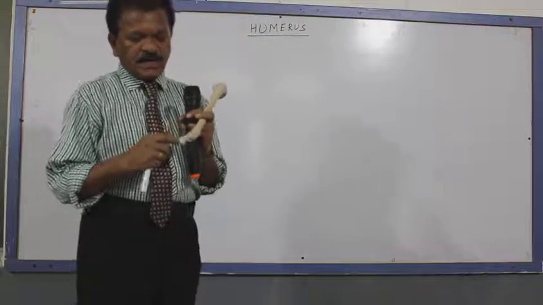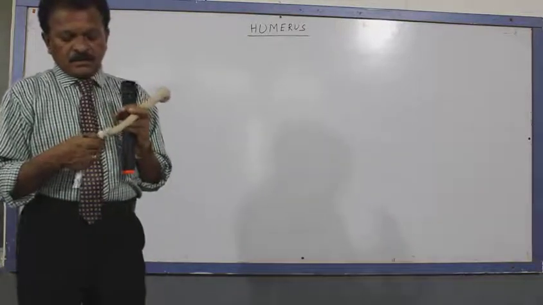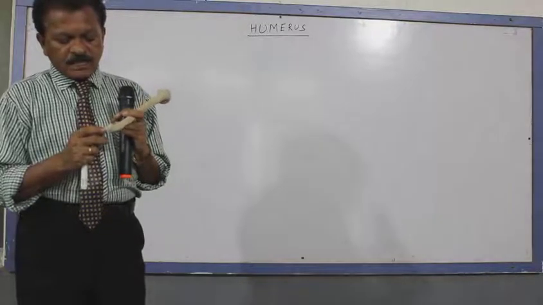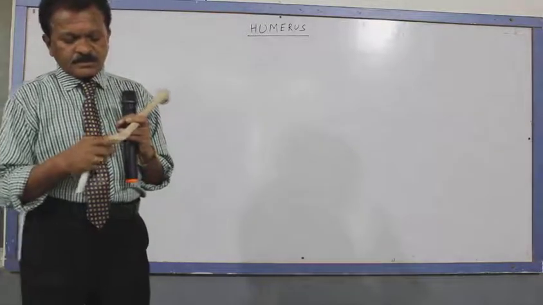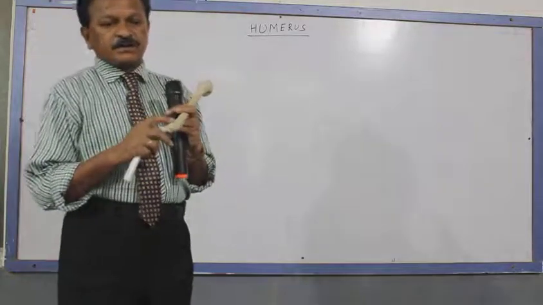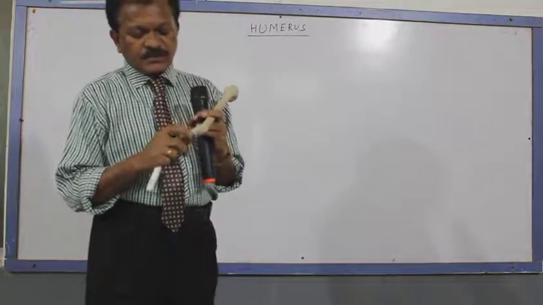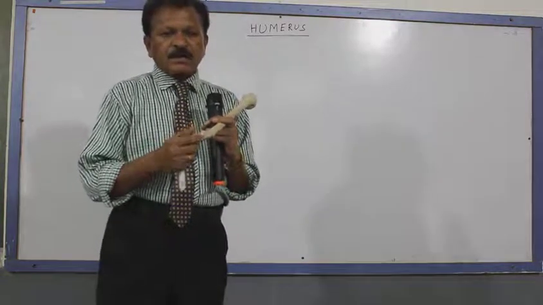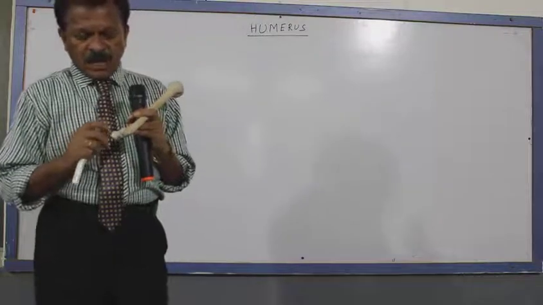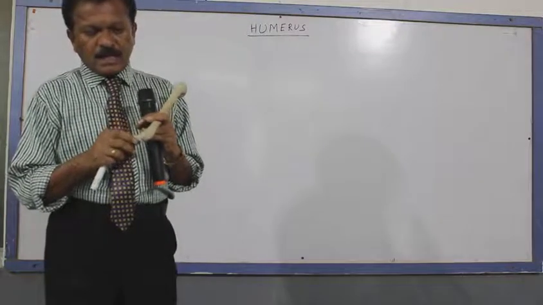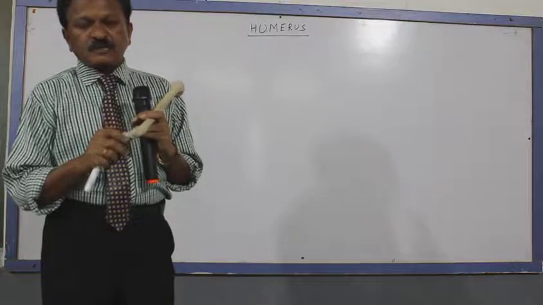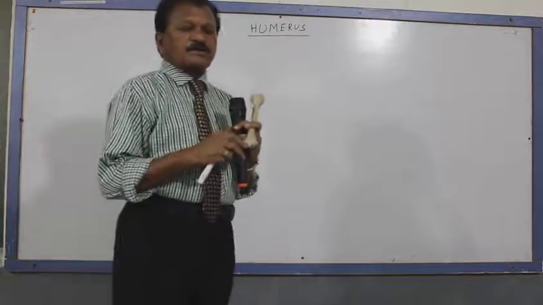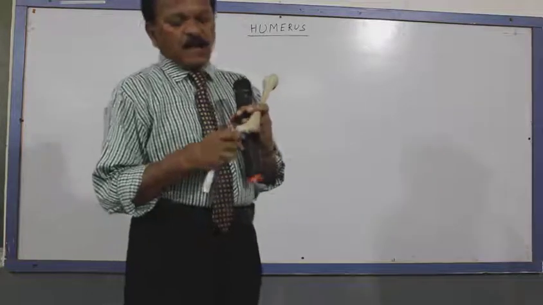These medial and lateral condyles come under the lower end. And here there is the capitulum, and this one is the trochlea. It is pulley shaped. The capitulum articulates with the head of the radius, and the trochlea articulates with the olecranon process of the ulna.